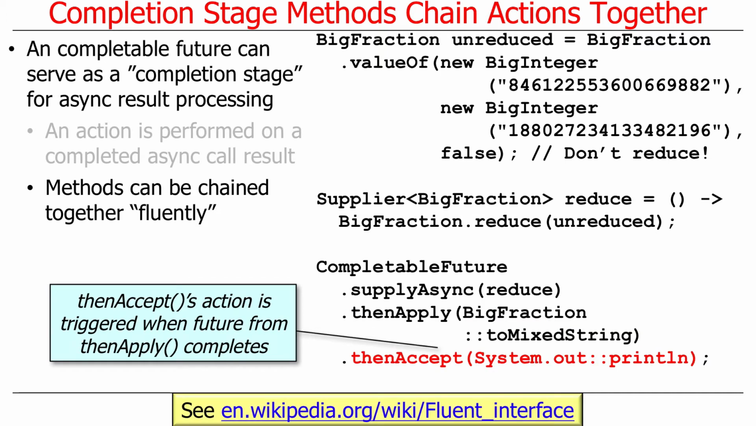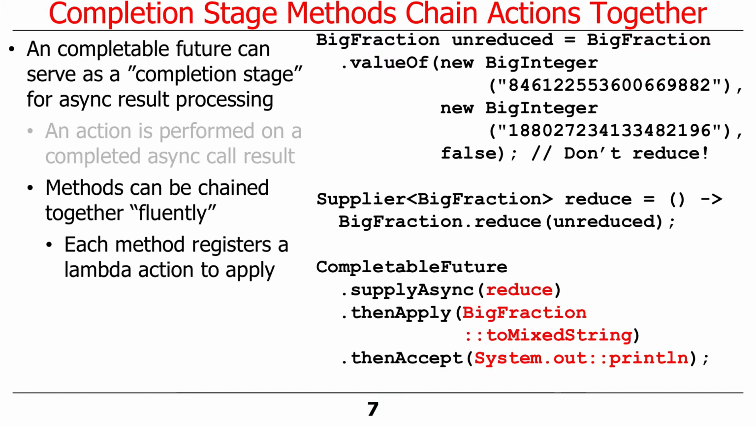As you'll see here, once you have this ability to perform operations when other things finish, you can then chain them together. Not unlike the streams stuff that we talked about, right? We talked about how with streams, you chain things together in a fluent model. This is much the same thing. The main difference is that you're chaining together actions that get called when the previous stage completes, right? So here, after we've reduced the big fraction and converted it to a mixed string, then we go ahead and print it out. So this is a chain of operations.